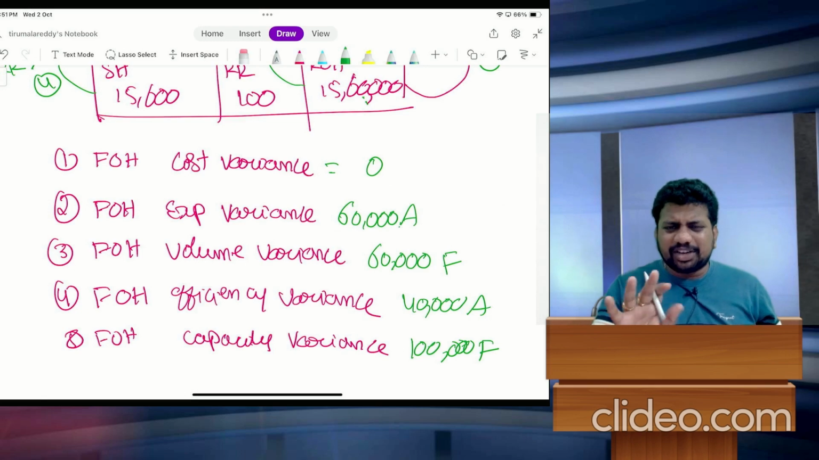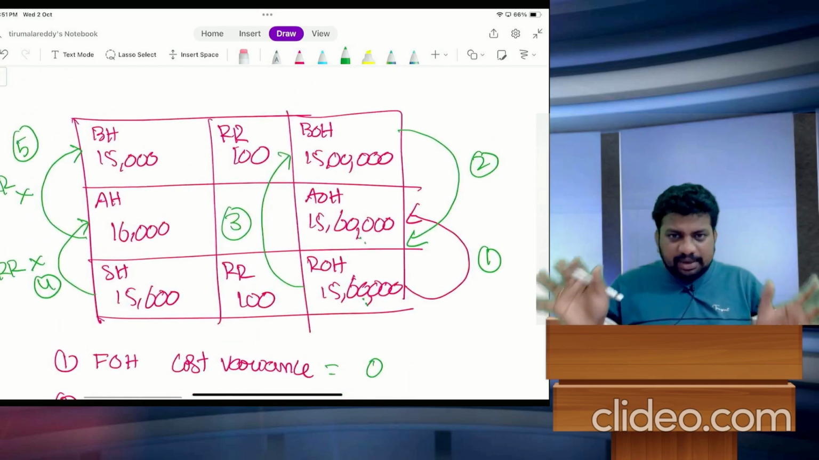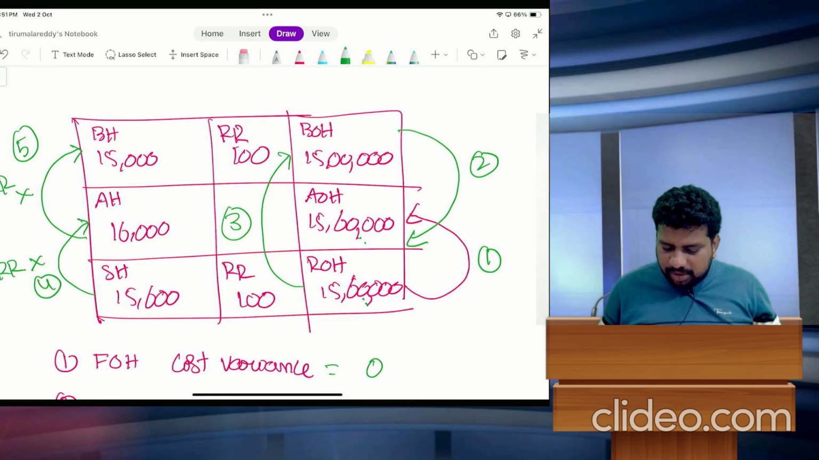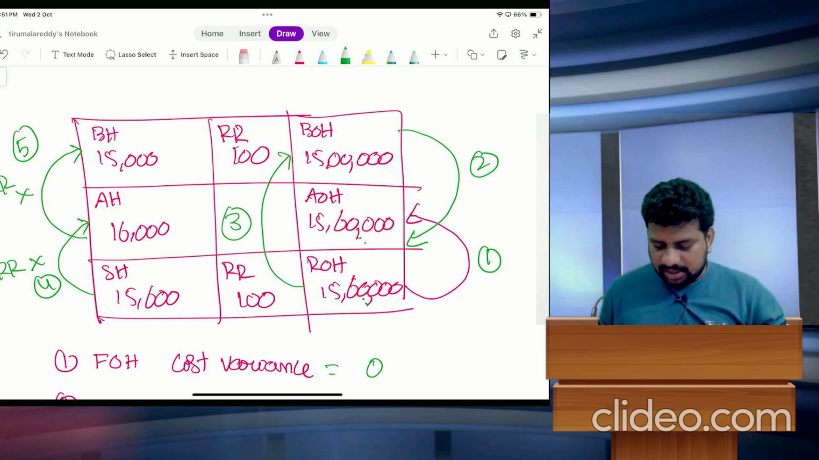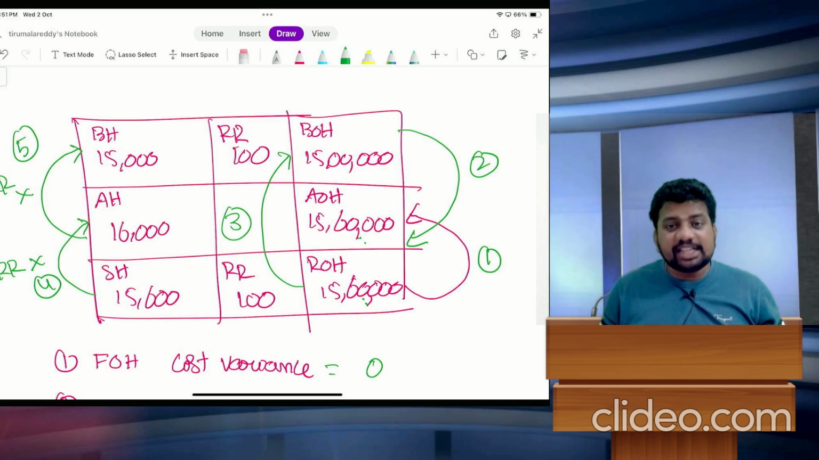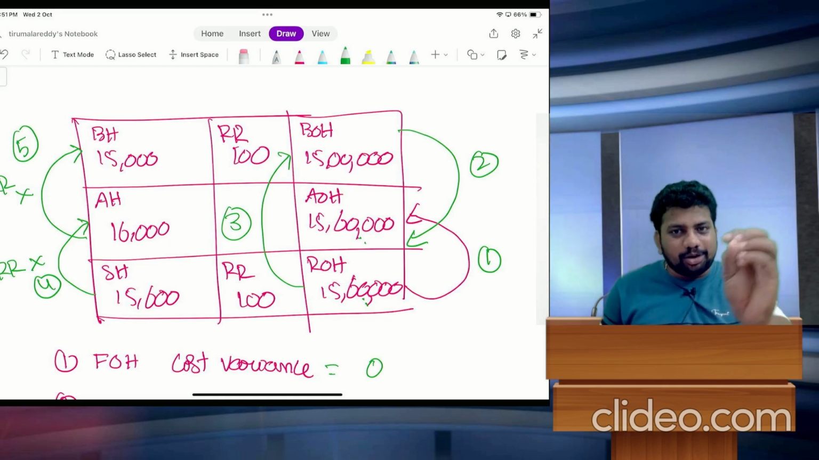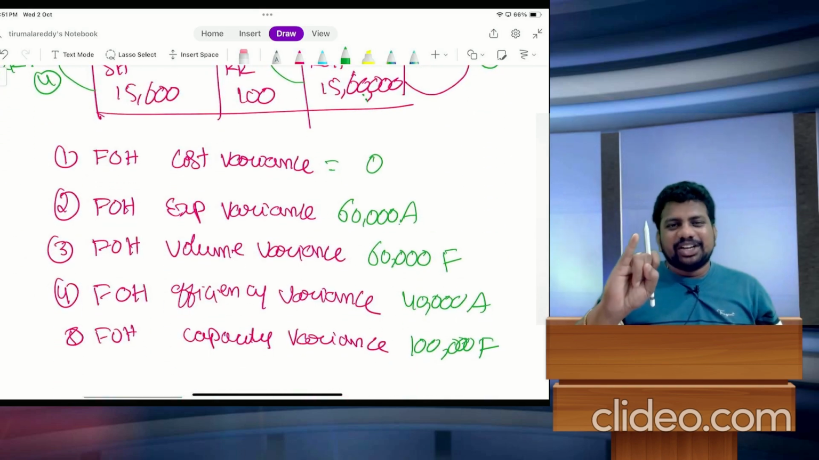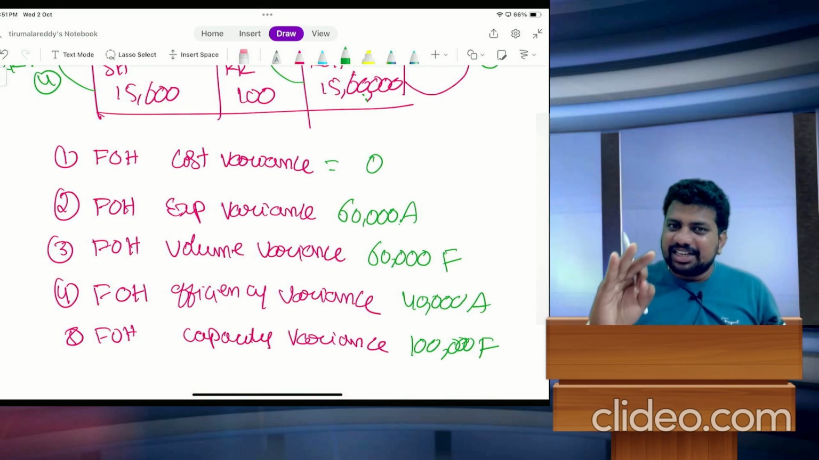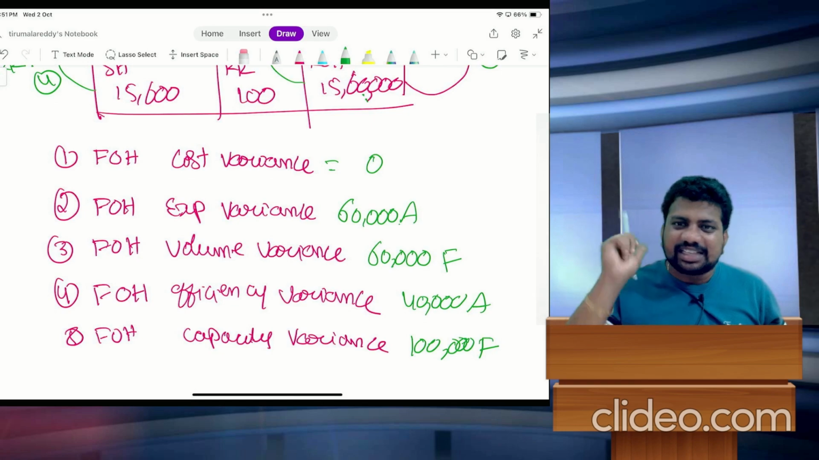Okay. So if you are comfortable, once go through what I am doing, prepare this table. So ROH minus AOH would be the first one's answer. BOH minus AOH, second one's answer. ROH minus BOH, third one's answer. And then SH minus AH multiplied with RR, AH minus BH multiplied with RR. Okay, we get all the 5 variances' answers. The only thing is you need to recall this order: cost variance, expenditure variance, volume variance, efficiency variance, capacity variance.